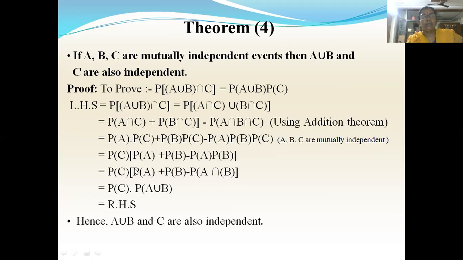Now the terms which are in this square brackets, this is nothing but an addition theorem for two events. So this I can write it as P of A union B. So I got P of C into P of A union B, which is equal to RHS. So hence A union B and C are also independent events.